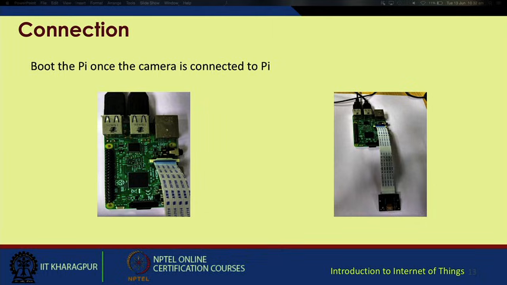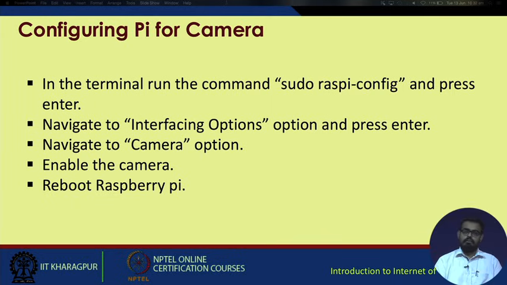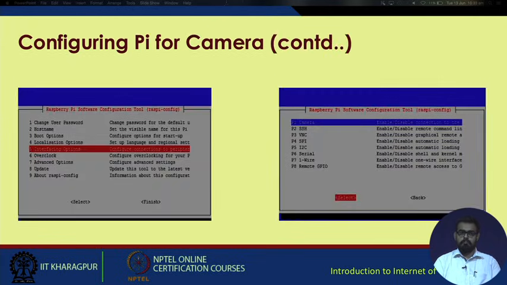So, once the camera is connected, we reboot the system. This reboot operation has already been done. Now, in the terminal, we run the command sudo raspi-config and press enter. This was covered in the first lecture on introduction to Raspberry Pi. I showed you there were various options, one for enabling the camera, another for enabling SSH and so on. So, over there you enable the camera option and reboot your Raspberry Pi.